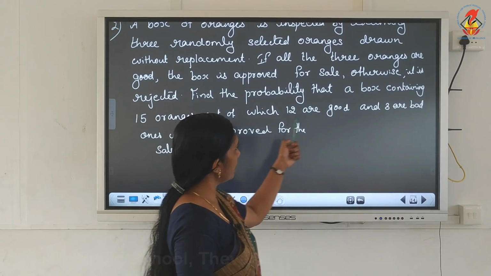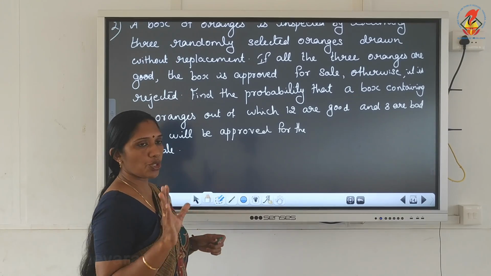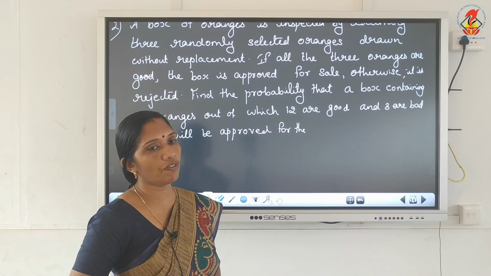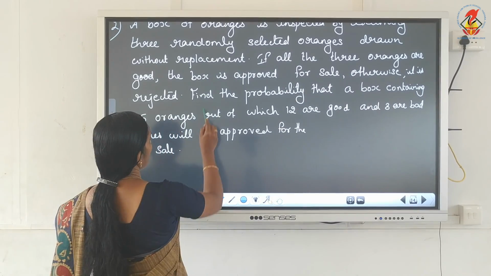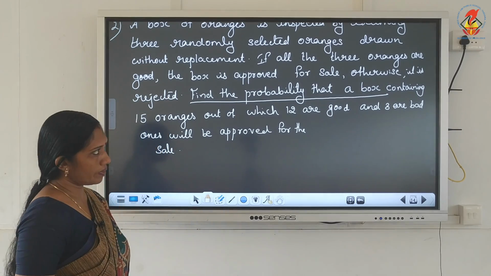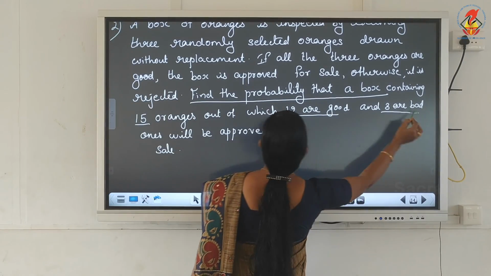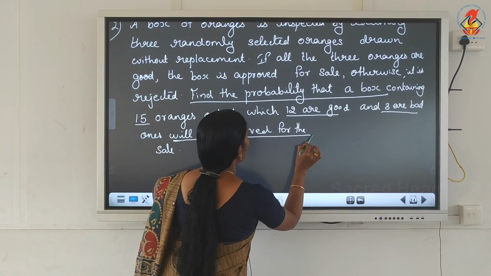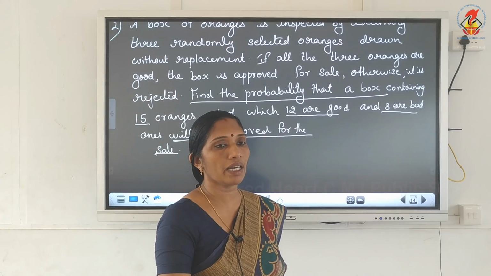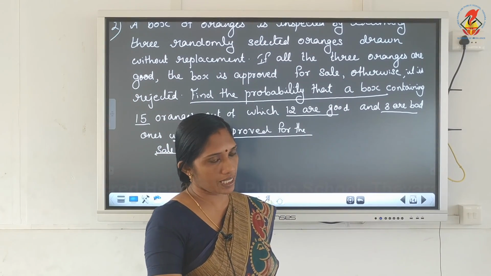Find the probability that a box containing 15 oranges, out of which 12 are good and 3 are bad, is approved for the sale. We have to find the probability. The box will be approved for the sale only if all 3 oranges taken are good.